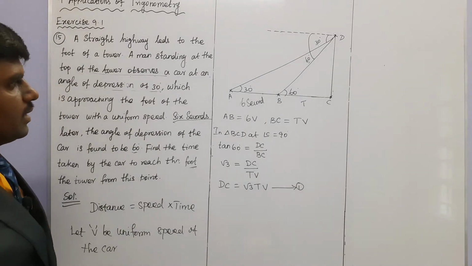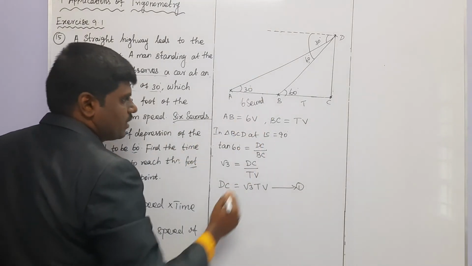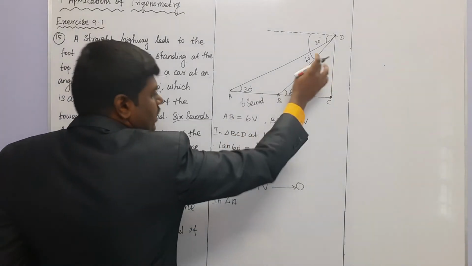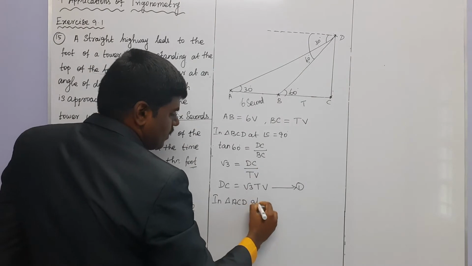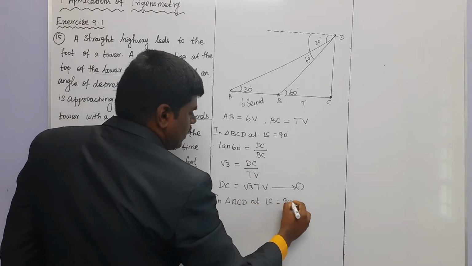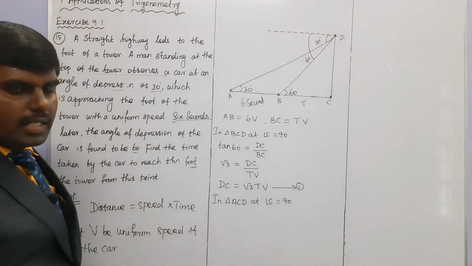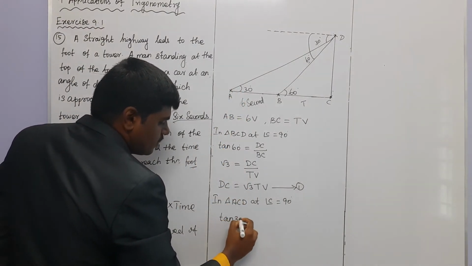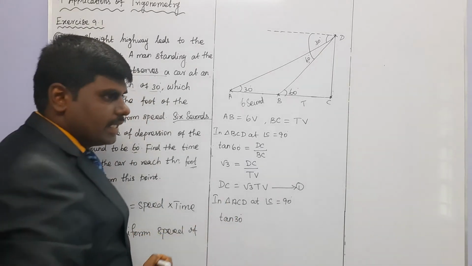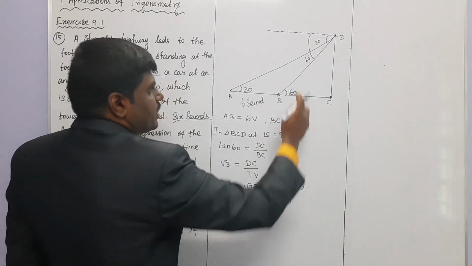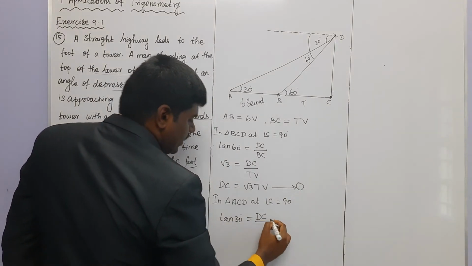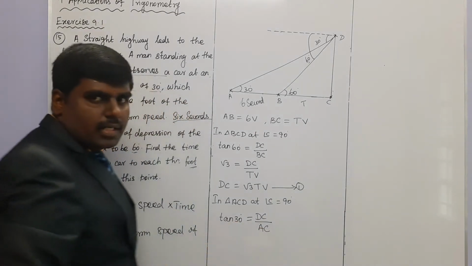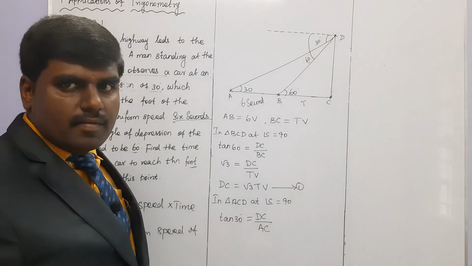Is it clear? Next, the whole triangle. I will choose triangle ACD, where the angle at C is equal to 90 degrees. So you will choose tan 30 degrees. We know the formula: tan 30 degrees is equal to the opposite side, DC, by the adjacent side, that's the value of AC. So the tan 30 degree value is 1 by root 3.